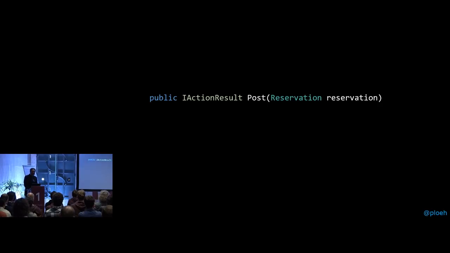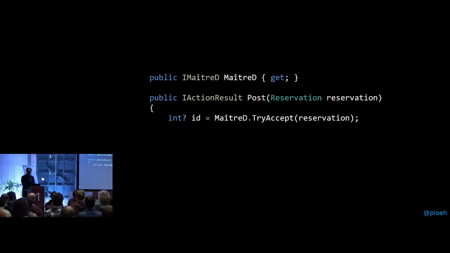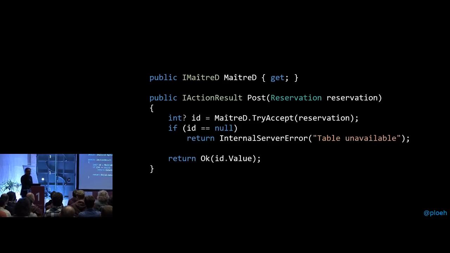Now, if we're doing dependency injection, we typically do it all the way. So we could inject that IMaitreD interface that I just showed you, and if I have a dependency on that, I can just call maitre_d.TryAccept, and that returns a nullable int. And then I can check whether or not that's null, and if it's null, I'll call a helper method. Internal server error is a little helper method, probably on the base class, and it returns one of those action results. In this case, that just means that the action result represents a 500 internal server error HTTP response.